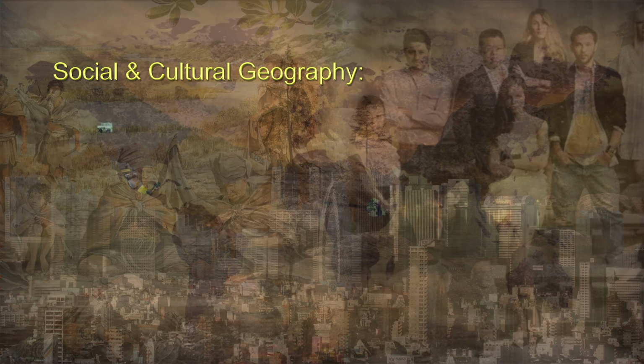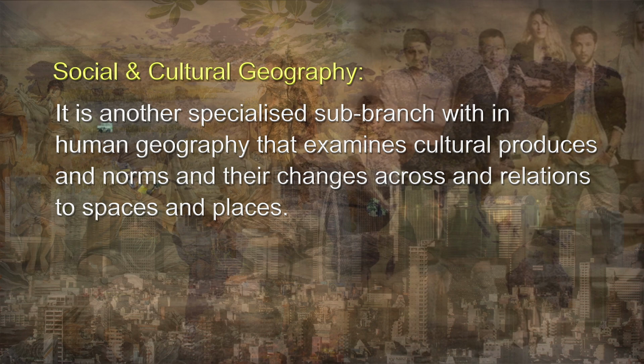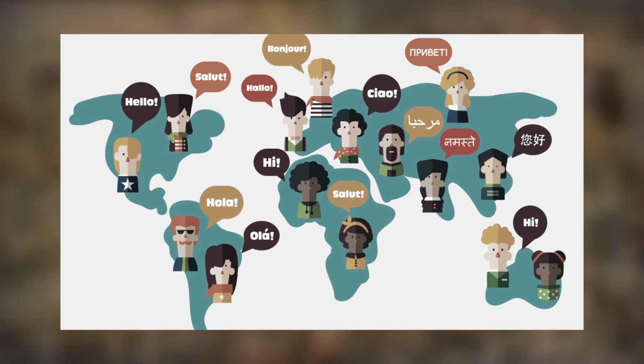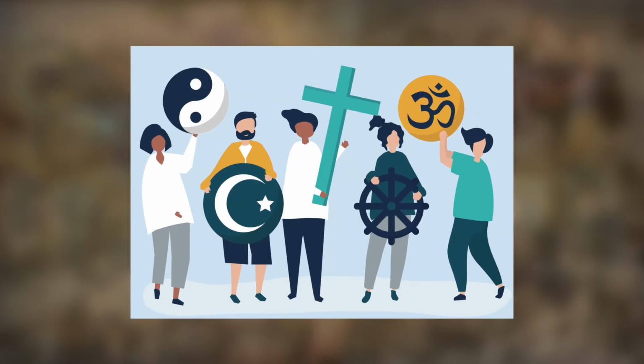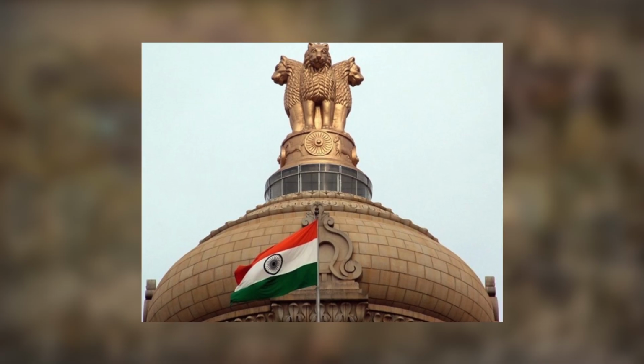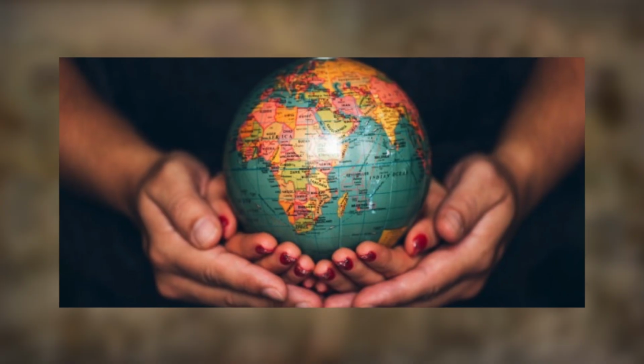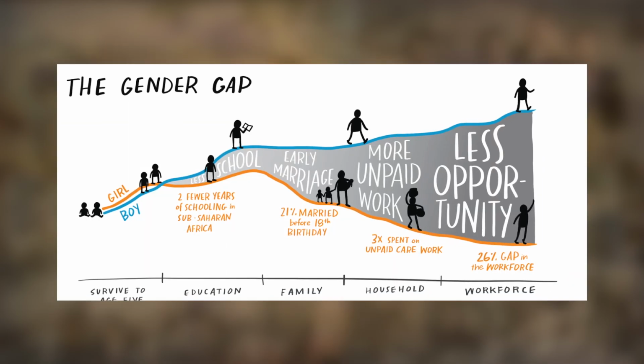Coming to social and cultural geography, it is another specialized sub branch within human geography that examines cultural products and norms and their changes across places and spaces. Its focus is largely on discourse and analyzing the various ways in which language, religion, economy, government and other cultural phenomena are dynamic or static from place to place, describing how human beings function spatially. This branch can be divided into social geography, cultural geography and gender geography.